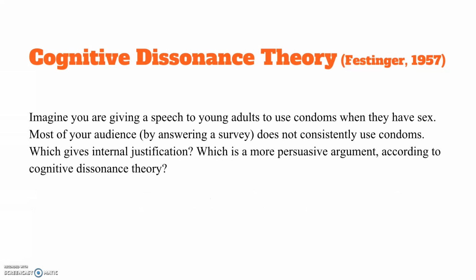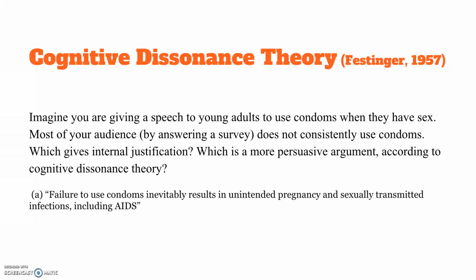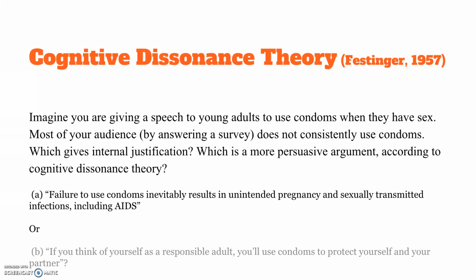Okay, let's look at one more example. So imagine you're giving a speech to young adults to use condoms when they have sex. Most of your audience who's answered a survey does not consistently use condoms. Which is a more persuasive argument according to cognitive dissonance theory? Well, we could say A, failure to use condoms inevitably results in unintended pregnancy and sexually transmitted infections, including AIDS. Or you could say B, if you think of yourself as a responsible adult, you'll use condoms to protect yourself and your partner. If you said B, you're right.